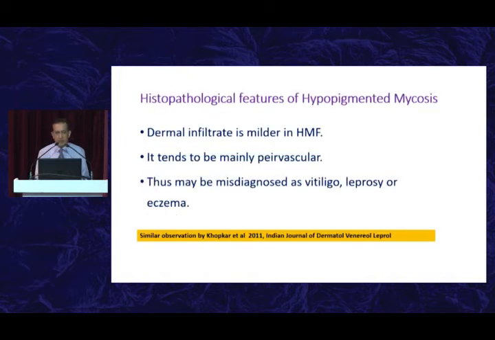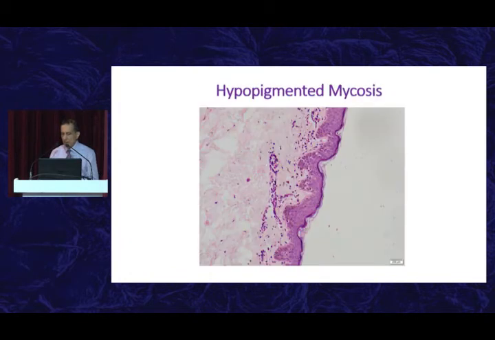But what we discovered was that the dermal infiltrate is much less in the hypopigmented mycosis fungoides. It tends to be perivascular, and actually you might misdiagnose it as vitiligo or leprosy or eczema because there is not much of an inflammatory infiltrate. And this has been reported by others as well.